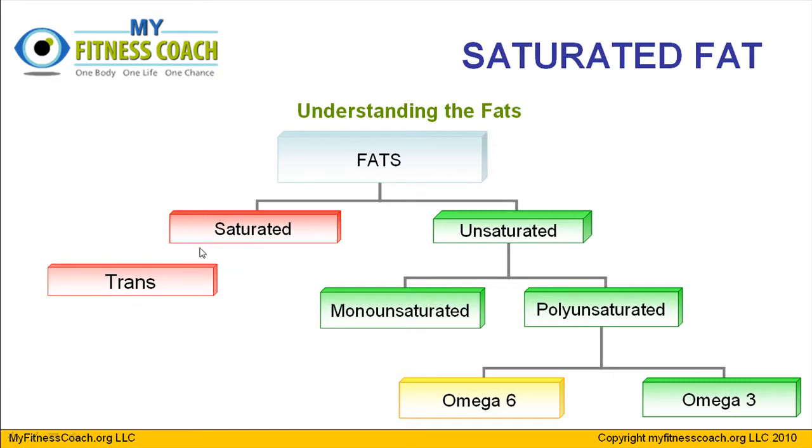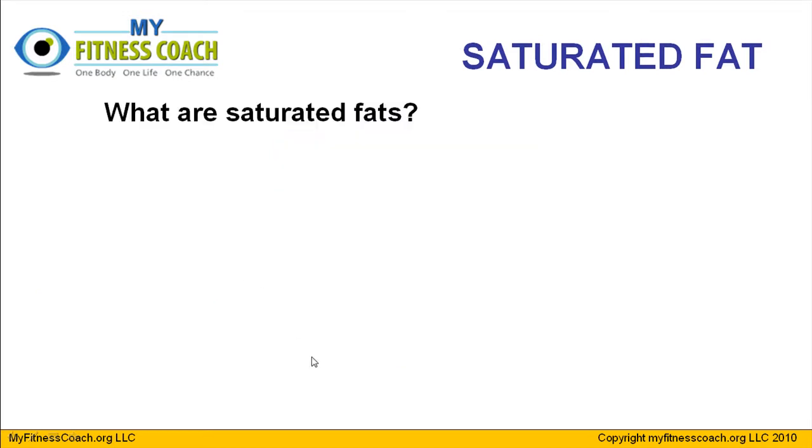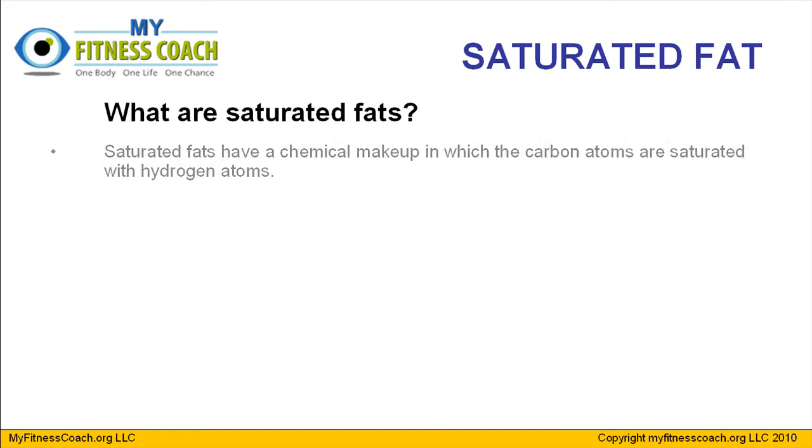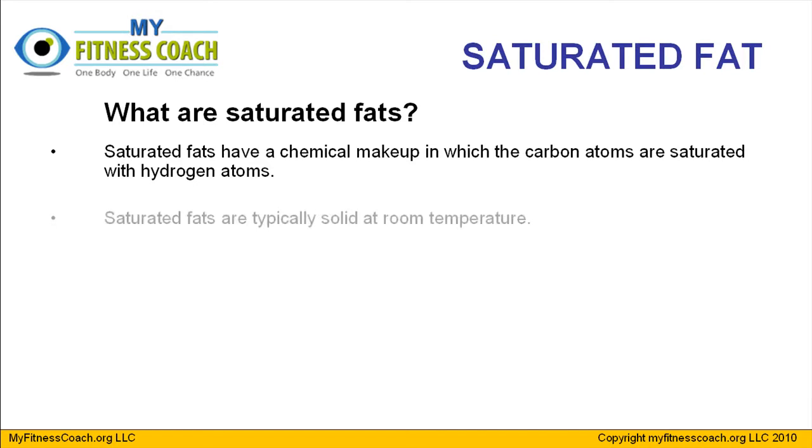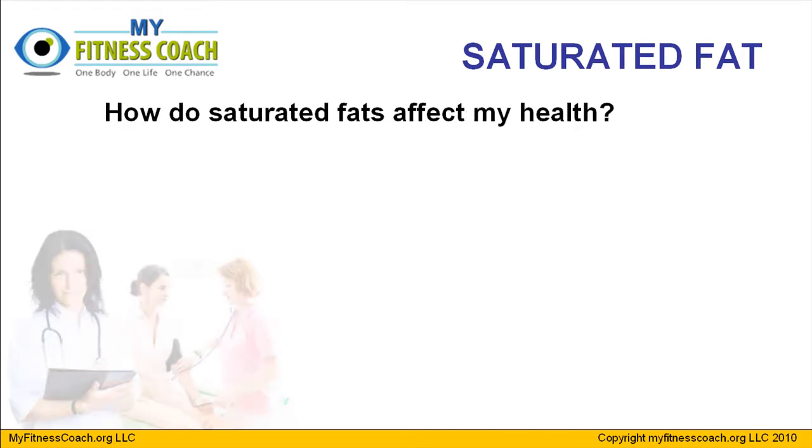So let's take a little bit of an in-depth look at saturated fats today, and I'll teach you what you need to know about them. So what are saturated fats? Well, saturated fats have a chemical makeup in which the carbon atoms are saturated with hydrogen atoms. It means there are no available bonds for anything else to attach to that molecule. And you will typically find saturated fats solid at room temperature.